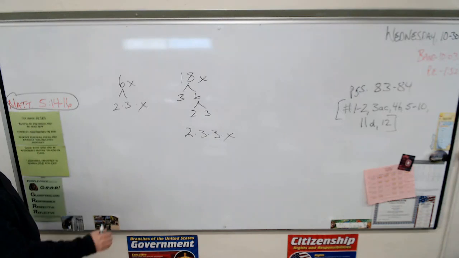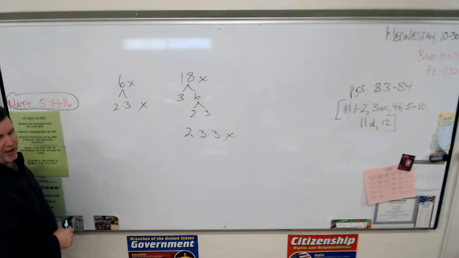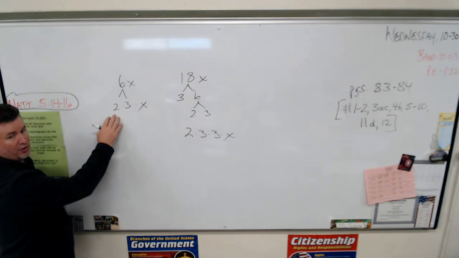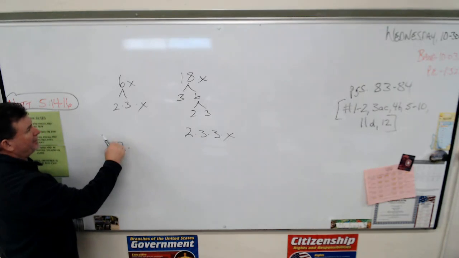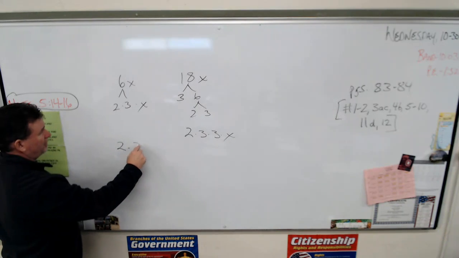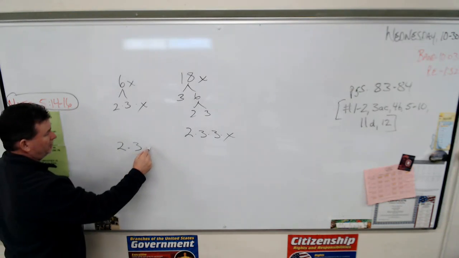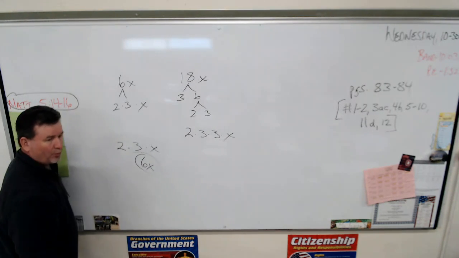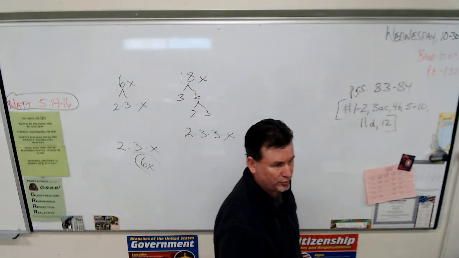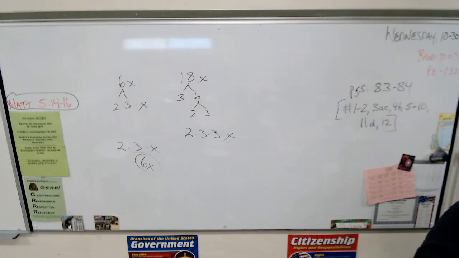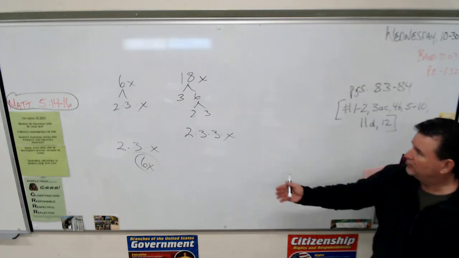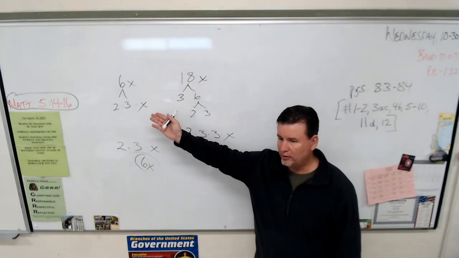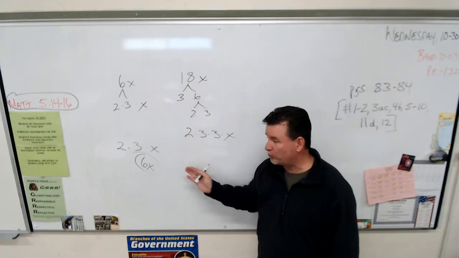I forgot. What factors do they share? How many 2's? 1. How many 3's do they share? 1. How many x's do they share? 1. What's 2 times 3? 6. Times x. What's the greatest common factor? 6x.